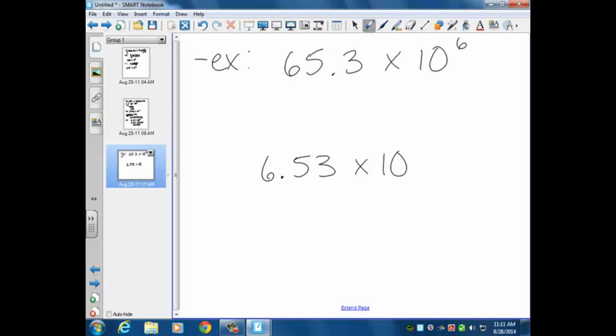To get the decimal from after the 5 to before it, I'm moving to the left, which means I'm increasing my exponent. I moved it once, so it would go from 6 to 7.